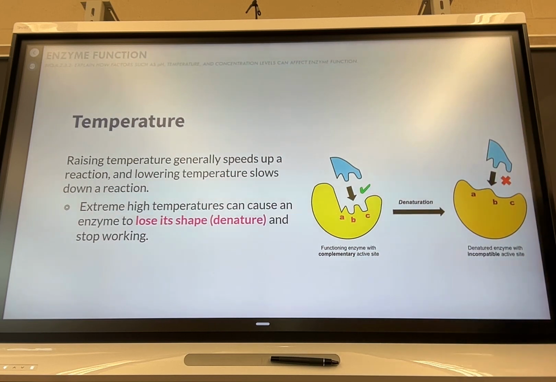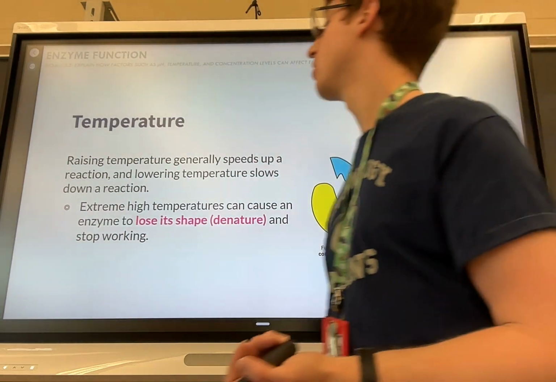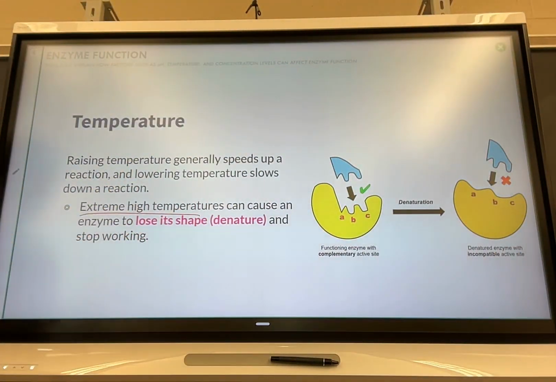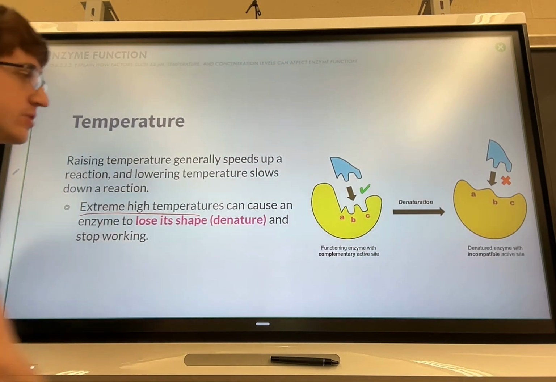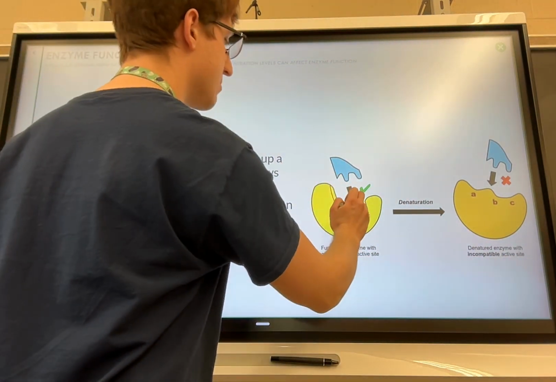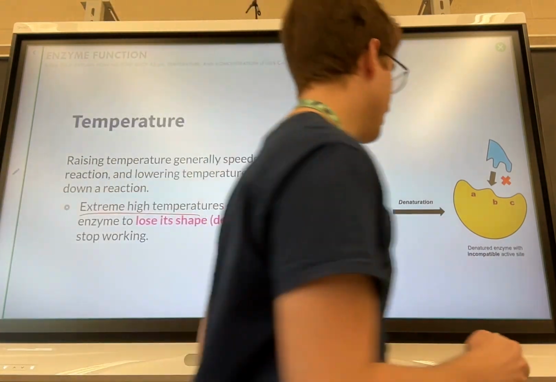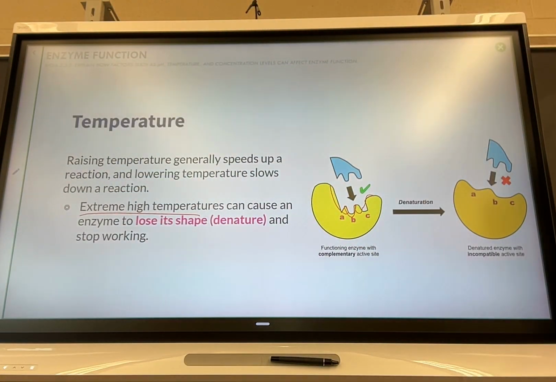As we raise the temperature, the reaction is going to get faster and faster until we hit a point where we get extreme temperatures that are going to cause the enzyme to stop working. It's going to lose its shape and become denatured. You can see in the diagram over here, we have this very specific shape for the active site. If we raise the temperature and cause it to denature, it loses that shape, so it can't fit anymore.